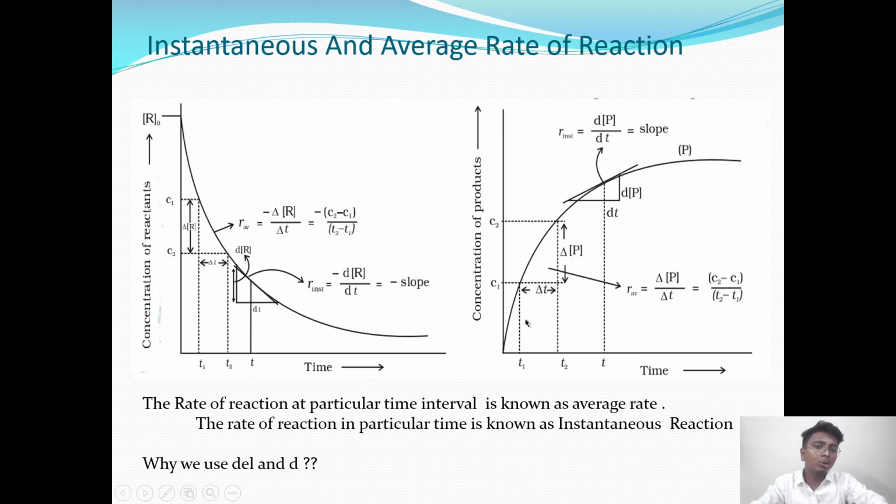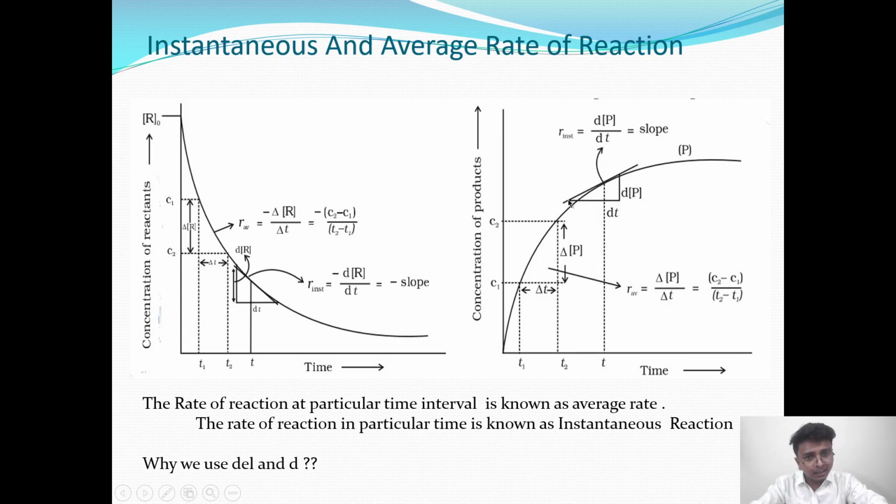As time goes on, the concentration of products increases. It means the rate will increase. And here the average rate is equal to del P divided by del T. It means C2 minus C1 divided by T2 minus T1. As the change in time decreases, it becomes the instantaneous rate of reaction, that will become d by dt of change in concentration of product, and that is equal to the slope.